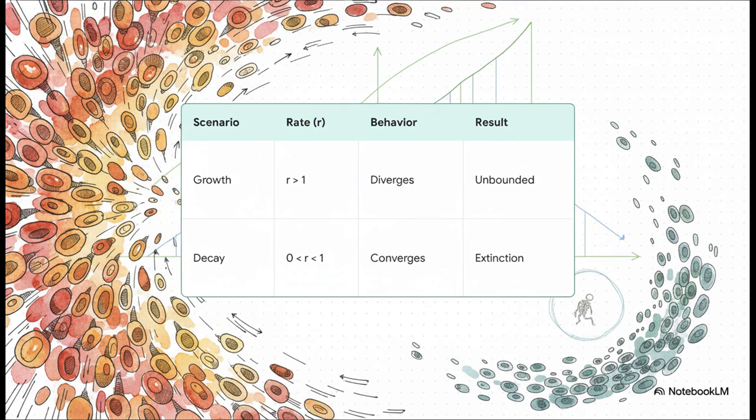And this table shows you exactly how. It all boils down to that little r, the growth rate. If r is bigger than 1, the sequence diverges. It shoots off to infinity, meaning the population explodes. But if r is less than 1, the sequence converges to 0, meaning the population is heading for extinction. The limit basically acts like a crystal ball, predicting the future fate of that population.